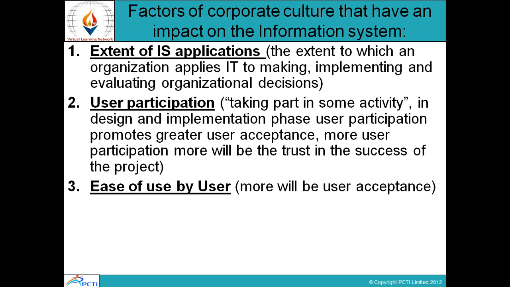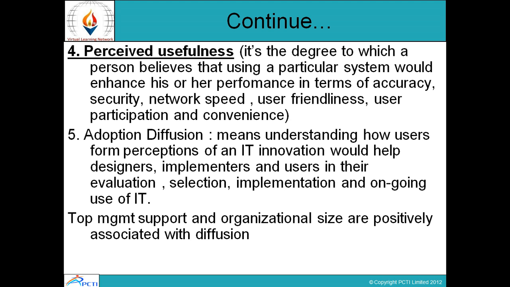Ease of use by the user. Yes, it is true that if the information system is easy to use at the user's end, then it will be highly accepted by the user. Perceived usefulness. It is the degree to which a person believes that using a particular system would enhance his or her performance in terms of accuracy, security, network speed, user friendliness, user participation and convenience. All these parameters help to build faith in the information system.